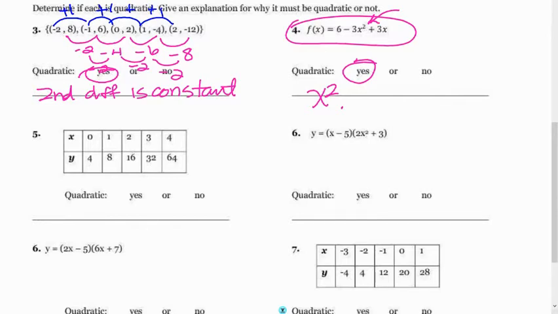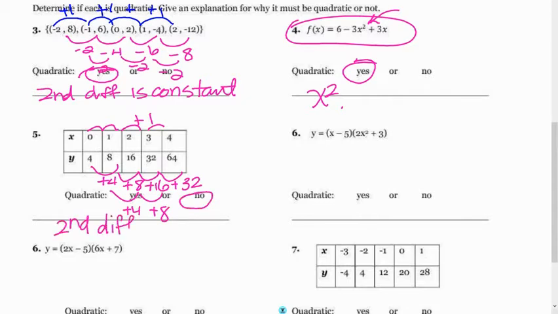Number 5, let's look. This looks good. All these are plus 1. So here we go, plus 4, plus 8, plus 16, plus 32. Not looking good because I have plus 4 here and plus 8. So this is a no. The second difference is not constant.